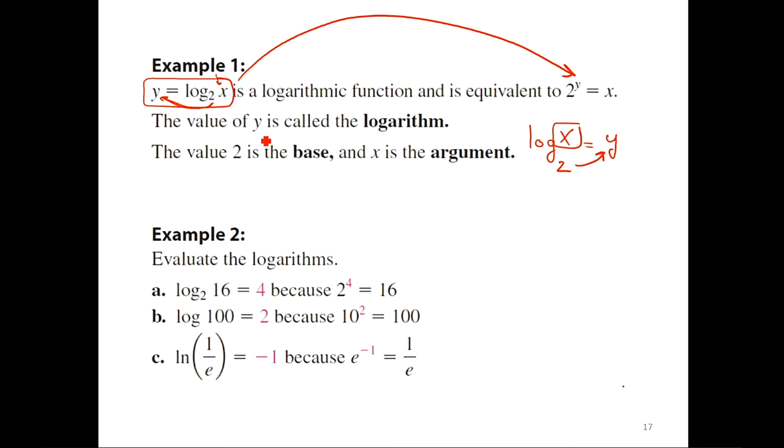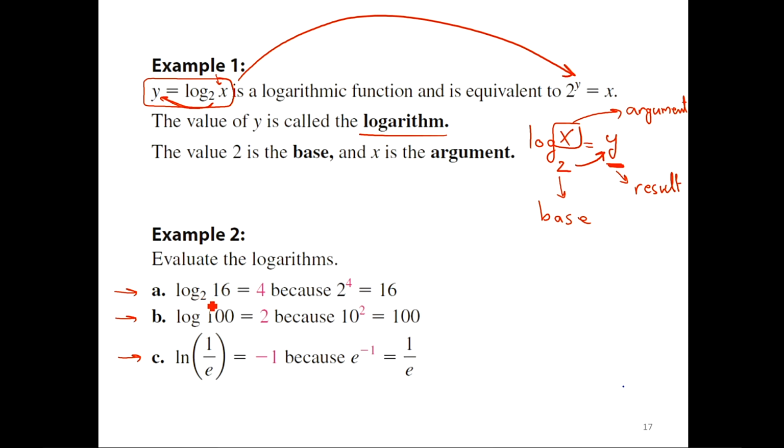Okay, now the value of y is called the logarithm. The value of y is the value of the logarithm. e is the base, and x is the argument, and this is the result. Okay, the result of the logarithm.